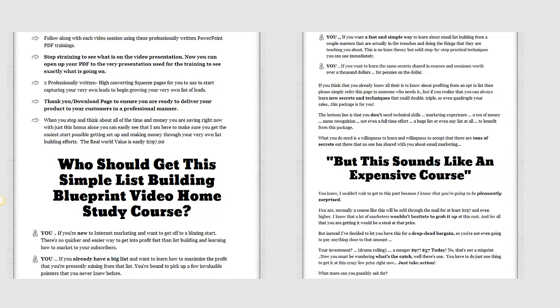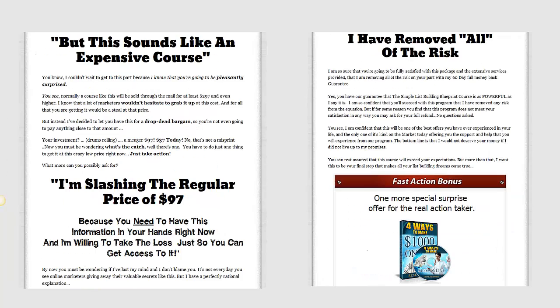This sounds like it's going to be expensive. And then you start driving in the points of the price there. And notice as we go forward here, I'm slashing the regular price. So that's another thing about the price being slashed. You've removed all the risks. So there's the guarantee now that's been included.